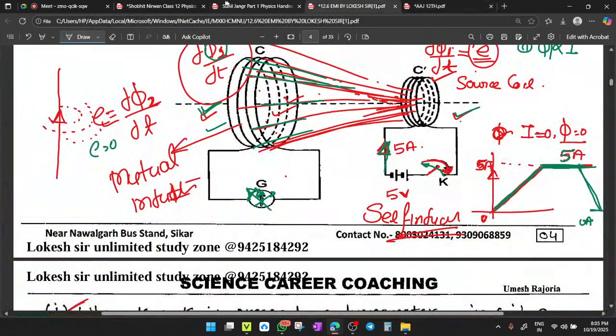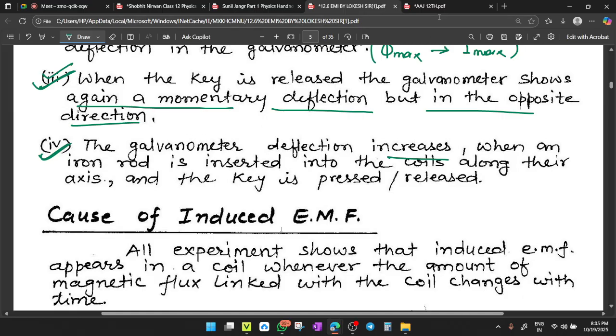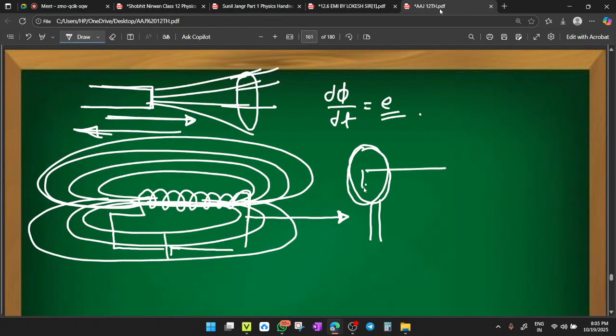So what will happen? See here. When the key is released, the galvanometer again shows a momentary deflection, but in the opposite direction. So this is completed. Now one more extra thing. The galvanometer deflection increases when an iron rod is inserted into the coil along its axis and the key is pressed and released. The same experiment is carried out, but one thing changes. If you bring an iron rod, then what happened? Then deflection will be increased.